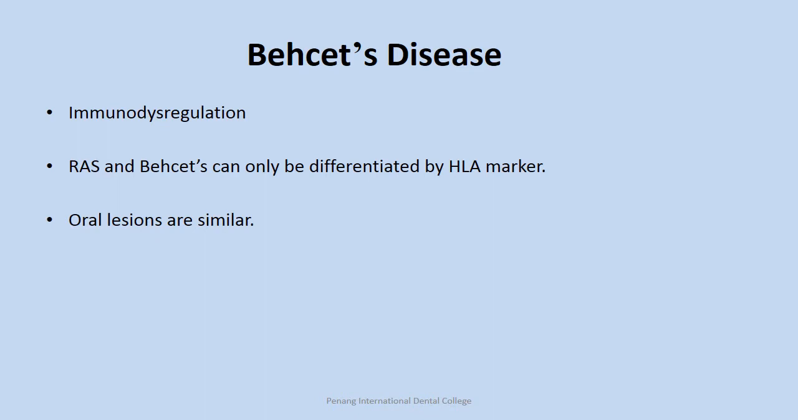Okay, so coming to Behçet's syndrome, which is a common syndrome associated with recurrent oral ulceration or recurrent aphthous stomatitis. It is an immune dysregulation. That means there is an immune defect, and aphthous stomatitis can be differentiated from Behçet's only by an HLA marker. Now HLA is human leukocyte antigen. I'm sure you know about it. It's related to the major histocompatibility complex. The oral lesions in Behçet's syndrome are very similar to aphthous stomatitis.